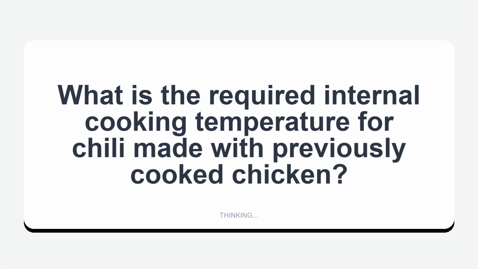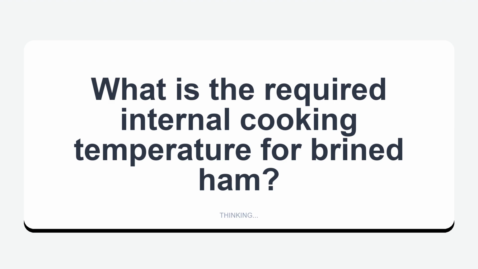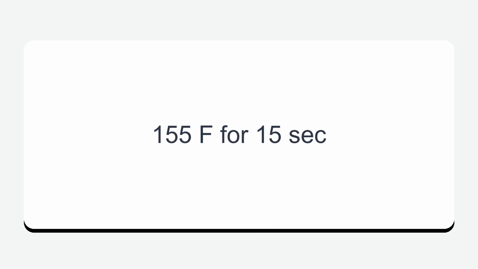What is the required internal cooking temperature for chili made with previously cooked chicken? 165°F for 15 seconds. What is the required internal cooking temperature for brined ham? 155°F for 15 seconds.